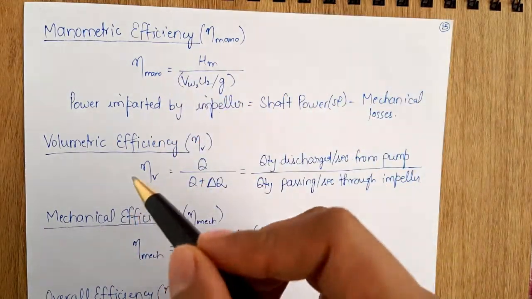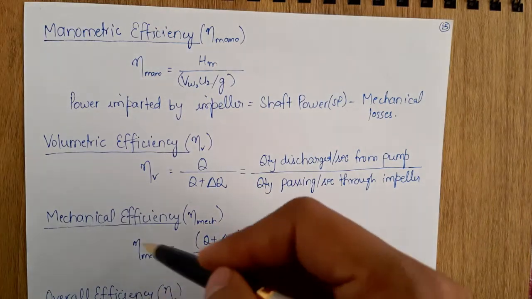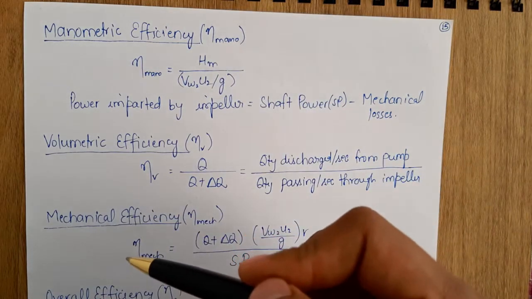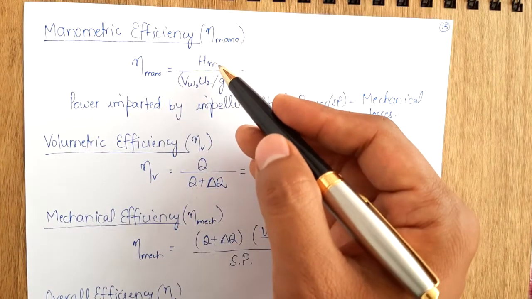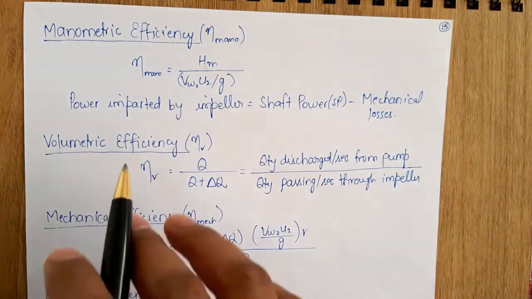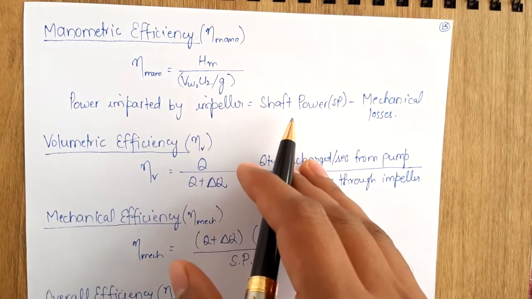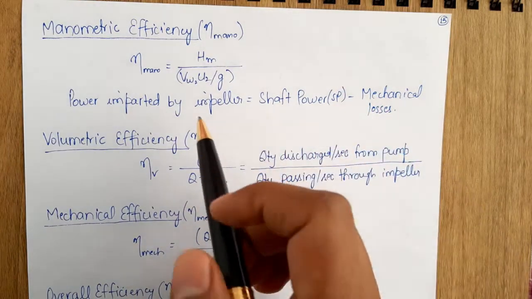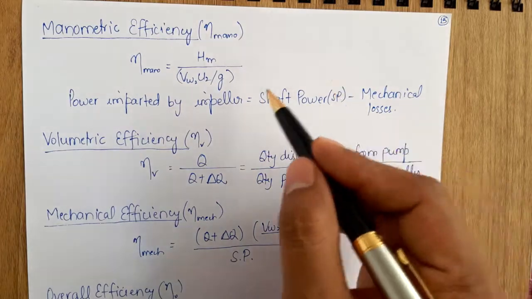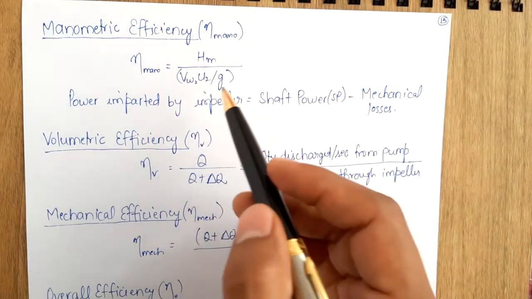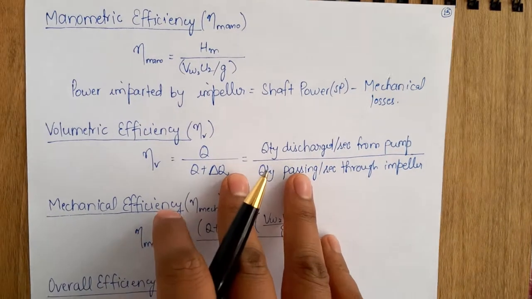Efficiency can be manometric, volumetric, or mechanical, and the overall will be the multiplication of all these three. These are similar to the case of the turbine. Manometric efficiency is given by manometric head upon Vw2 U2 upon g, the power imparted by the impeller, which is equal to shaft power minus mechanical losses. We determine it using shaft power minus the losses that occur due to mechanical friction.